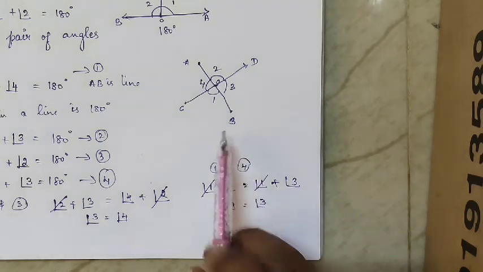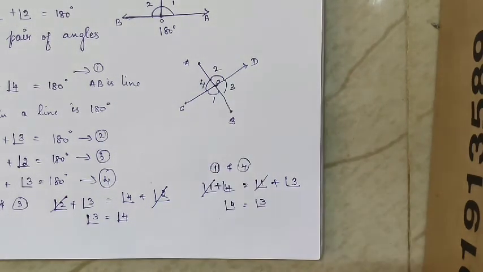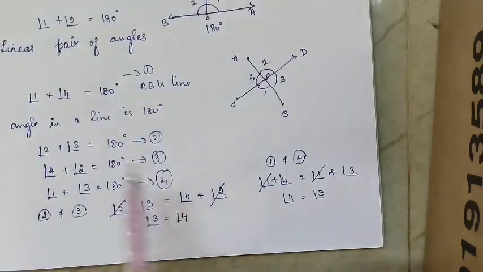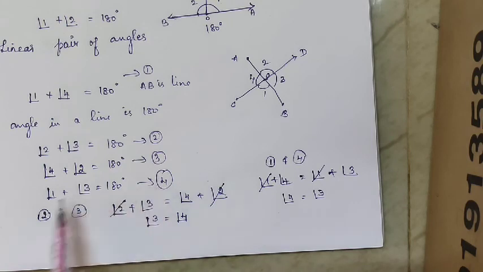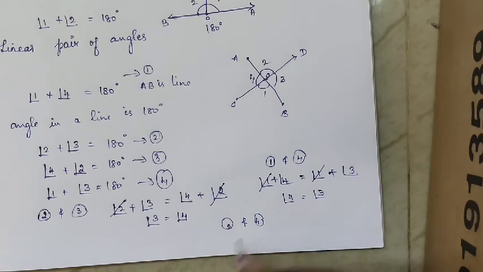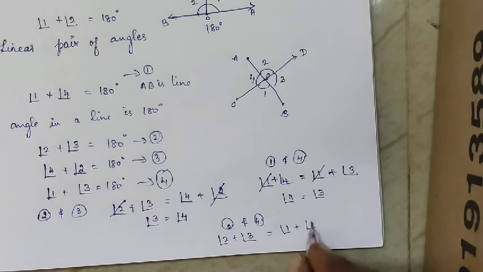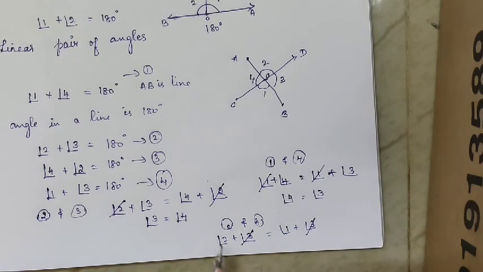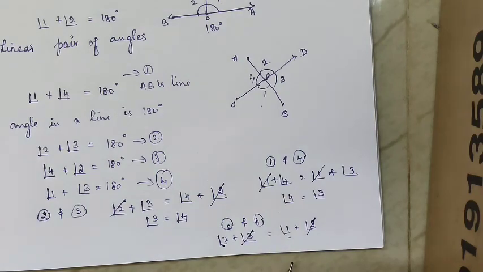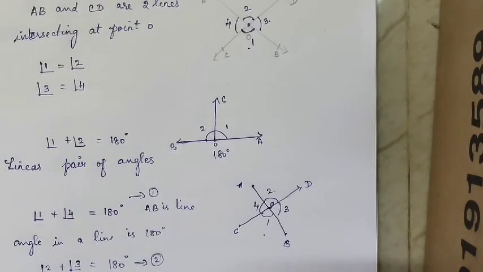Now we want to prove that angle 2 is equal to angle 1. For proving that, let us consider equation 2 and equation 4. Angle 2 plus angle 3 is equal to angle 1 plus angle 3. Both have angle 3 common here, so we can write that angle 2 is equal to angle 1. Angles 2 and 1 are vertically opposite angles. That's why vertically opposite angles are equal.